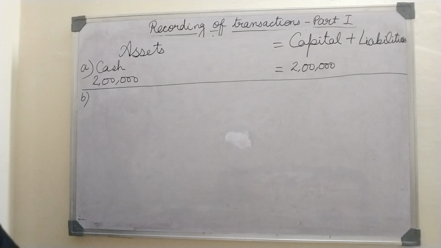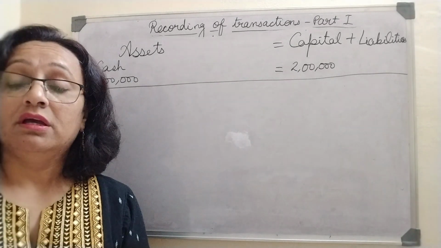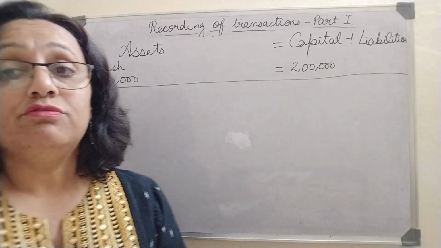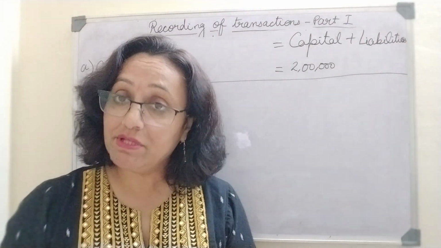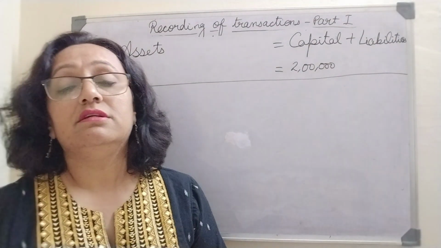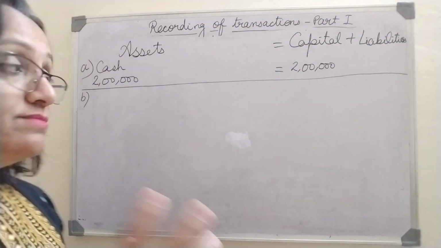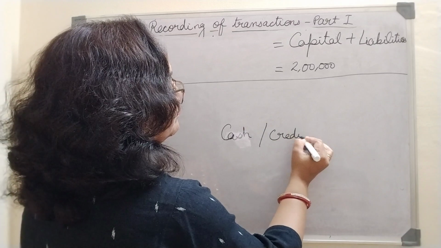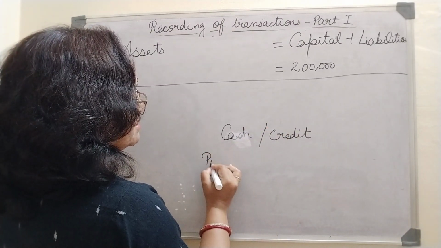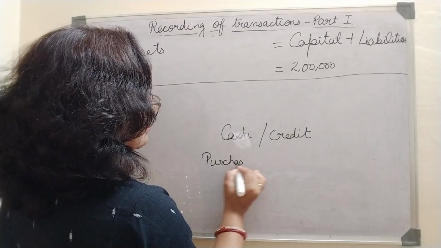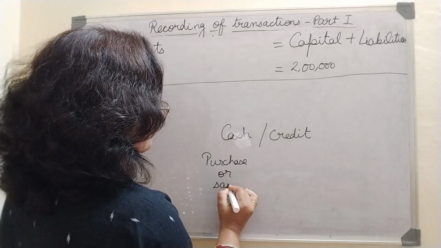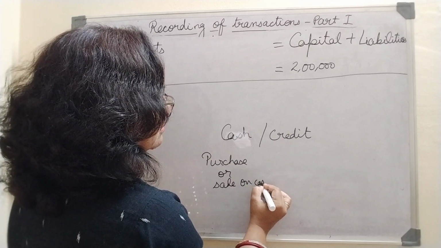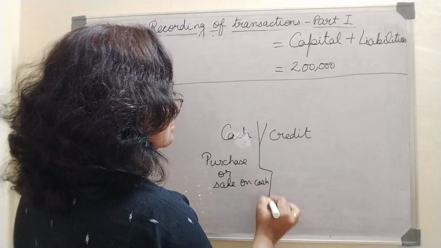Purchased goods from Naman for cash. So when goods are purchased, then we have paid cash, right? One thing I want to make clear over here, if it is not mentioned for cash and a person's name is mentioned in the transaction, it means it is a credit transaction. There are two types of transaction. One is cash and the other is credit. If it is mentioned purchase or sale on cash, then we consider it as cash transaction.